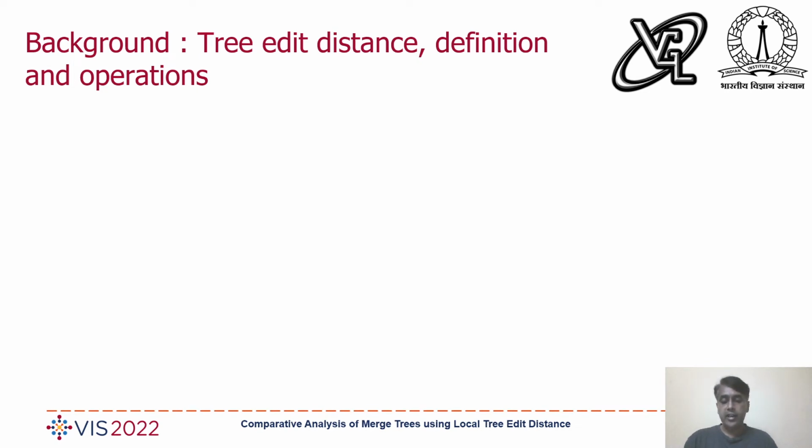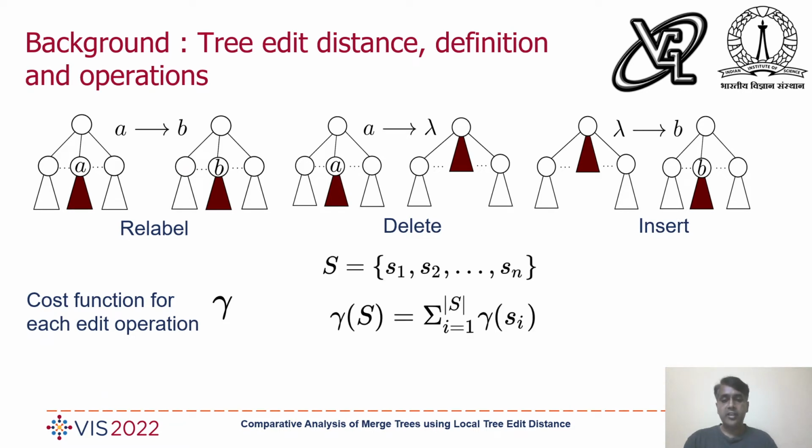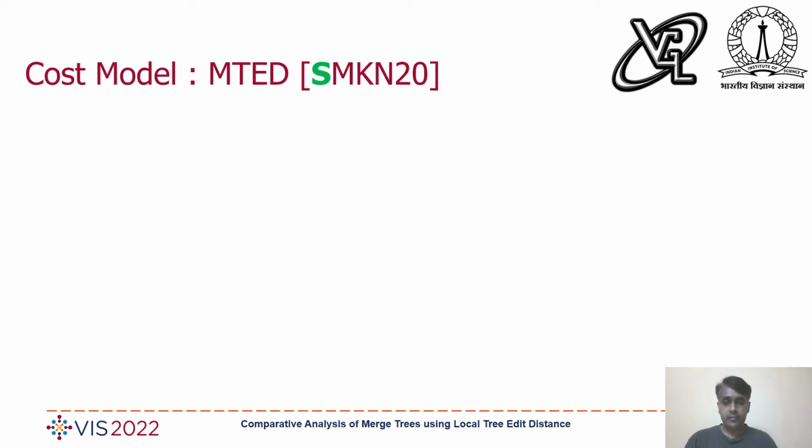There are three edit operations: relabel, insert and delete with associated costs. A sequence of these operations can be applied to go from one tree to the other. The edit distance is given by the minimum cost sequence which achieves this. We consider a variation called the constrained edit distance, which is computable and is more relevant in case of merge trees.